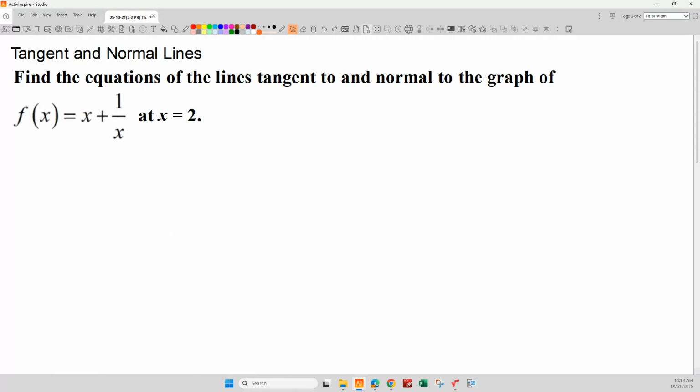I want to calculate the equations of a tangent line and a normal line. So we know what a tangent line is, right?